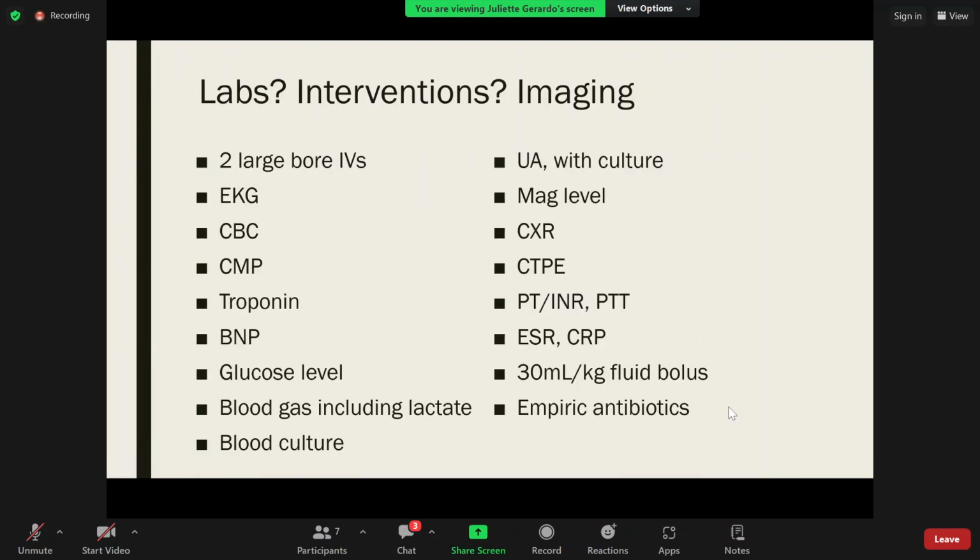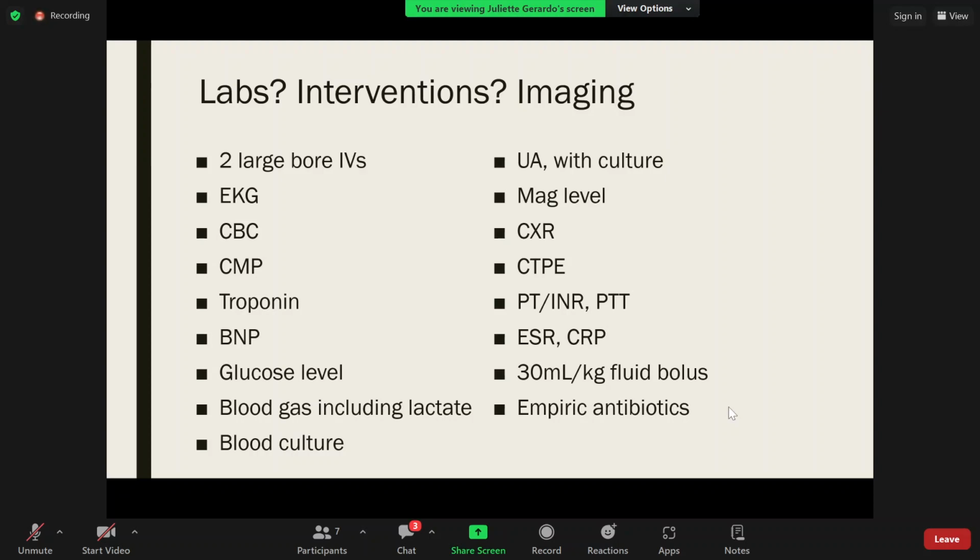Okay. So we said 2 IV sites at least, getting that EKG, your blood count, your metabolic panel, the troponin, a BNP, blood gas, including a lactate, your cultures, chest x-ray. I agree that this woman, I have a high suspicion for a pulmonary embolus with her recent hospitalization and COVID pneumonia. I would get some coags on her and the inflammatory markers and would start empiric antibiotics.